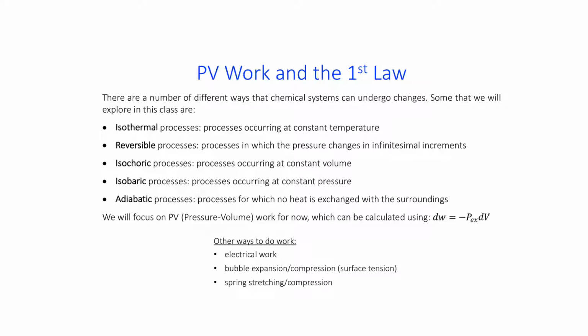Hi there, this video is going to walk through introducing you to PV work and its relation to the first law. The first thing to keep in mind is that there are a number of different ways that chemical systems can undergo changes. Some of those changes that we'll explore in this class are isothermal processes, which are processes that occur at constant temperature. So that would mean that we have delta T equals 0.